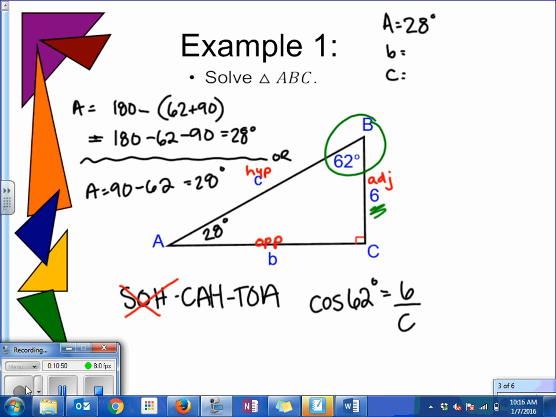But I agree with Sierra's work. Cosine is supposed to be adjacent over hypotenuse, and that's 6 over C in our triangle. Now, how do you solve for C? You have to get the decimal, or the cosine of 62. Okay, you might do the cosine of 62, and that's where our calculator work comes in. So let's do that. Type cosine of 62 into your calculator.